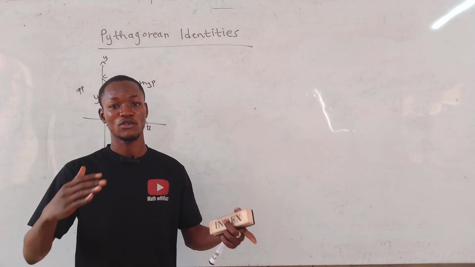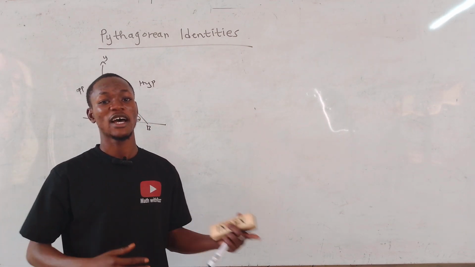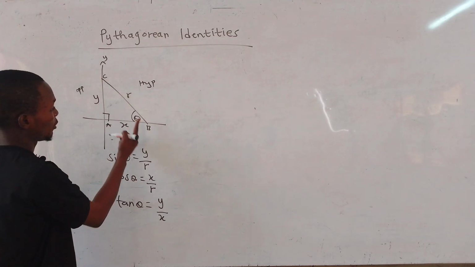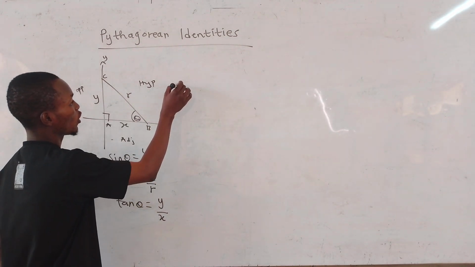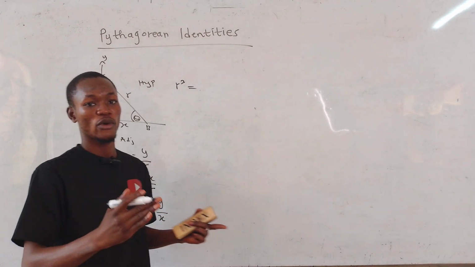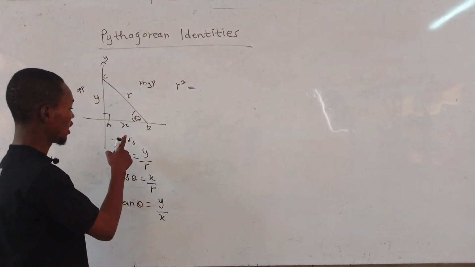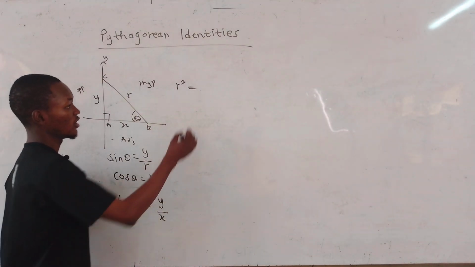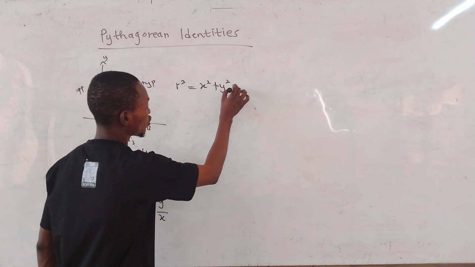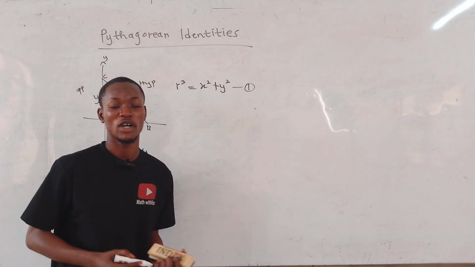Again, we are going to consider the Pythagoras theorem, which says that the square of the hypotenuse is equal to the sum of the squares of the other two sides. That is the opposite and the adjacent. So the square of the hypotenuse, which is r, r squared, is equal to the sum of the squares of the other two sides, which is the adjacent and the opposite. That is x squared plus y squared. And I'll name this one equation 1.